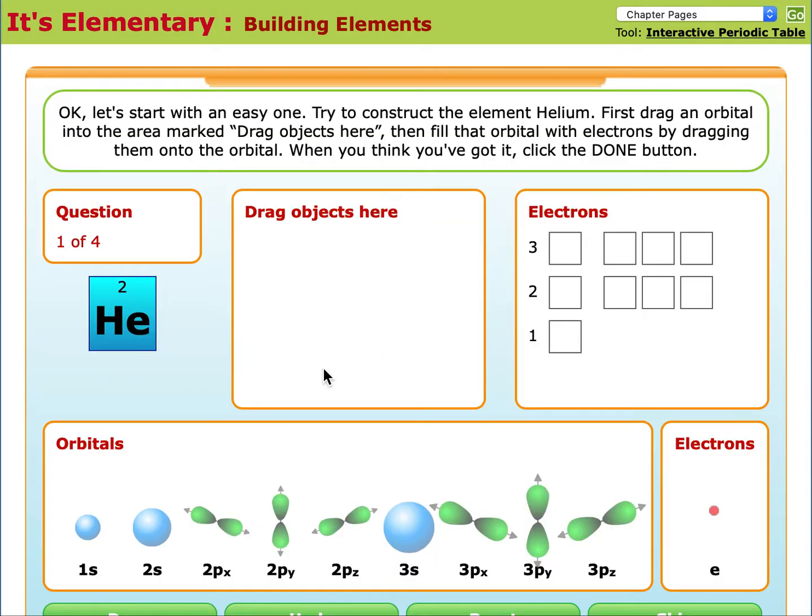So what this is, it's kind of a game, and it goes through and it gives you an element, and then you get to go through and kind of build it one orbital at a time to see what that atom would actually look like.